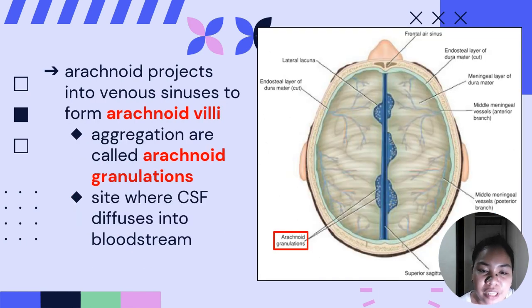The arachnoid projects into venous sinuses to form the arachnoid villi. These form an aggregation called the arachnoid granulations. This one. So it is the site where the CSF diffuses into the bloodstream.